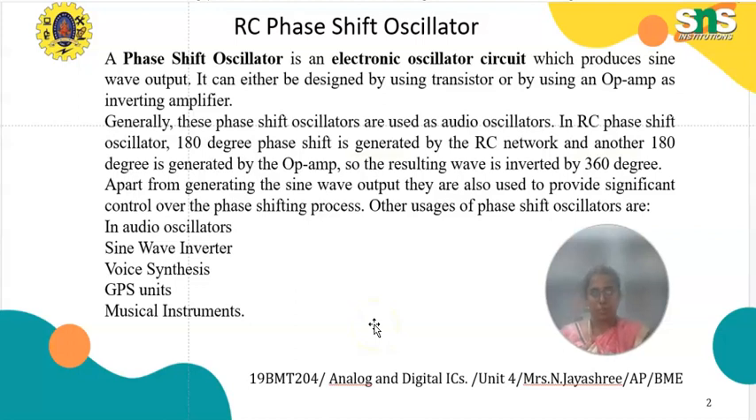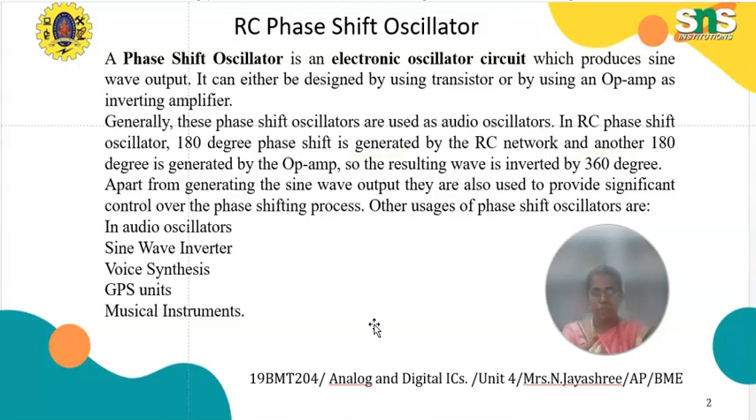The RC phase shift oscillator is an electronic oscillator circuit which produces sine wave output. Basically, an oscillator is used to generate the sine wave. It can be designed by using a transistor or by using an op-amp as an inverting amplifier. Generally, these phase shift oscillators are used as audio oscillators.